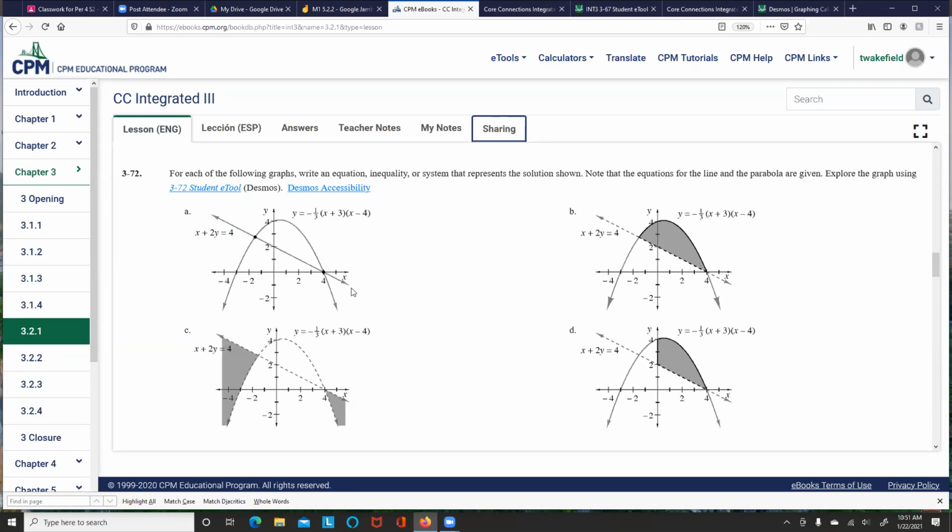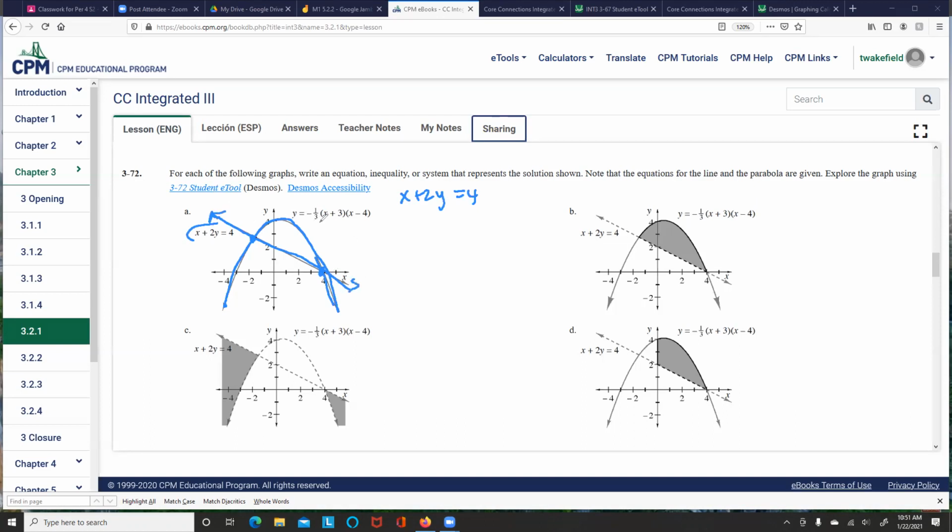If I want to graph this, do I need a greater than or less than symbol in here at all? No. So this is the graph. Go ahead and graph this really quickly. Graph that, and then graph that. Where do they intersect? They intersect here and here. And this is the equation: x plus 2y equals 4. That's that line right there.